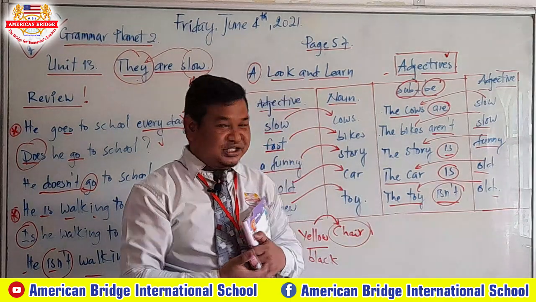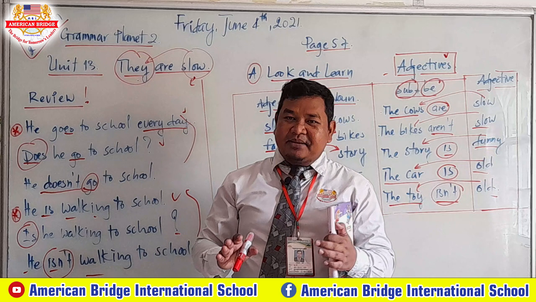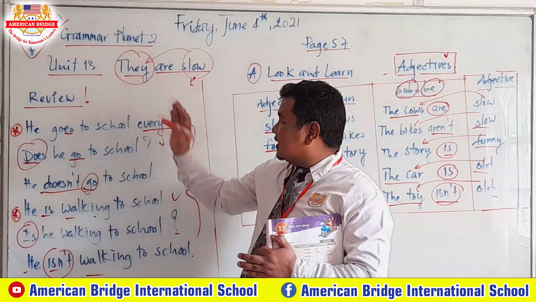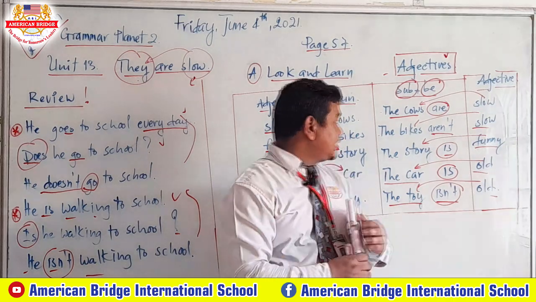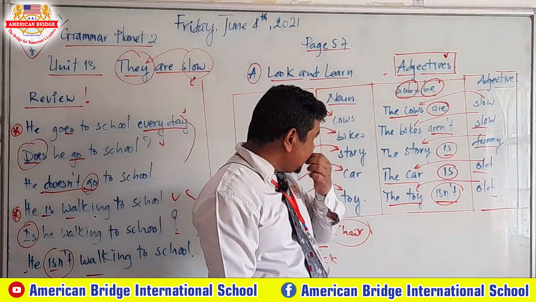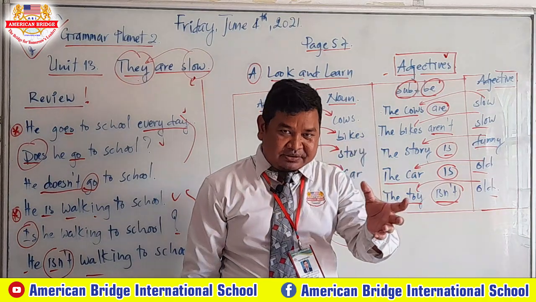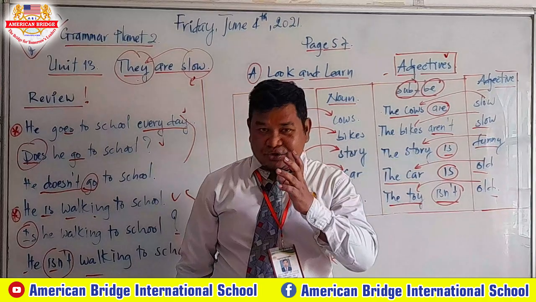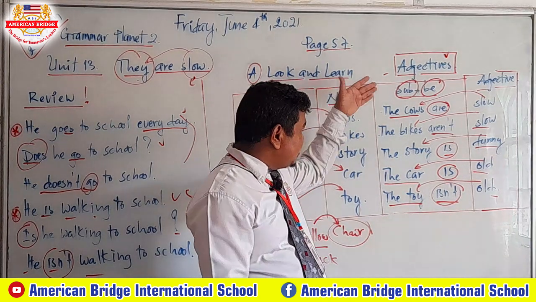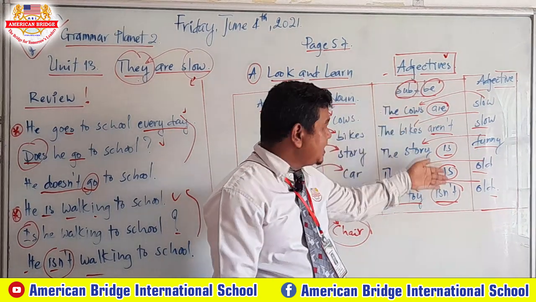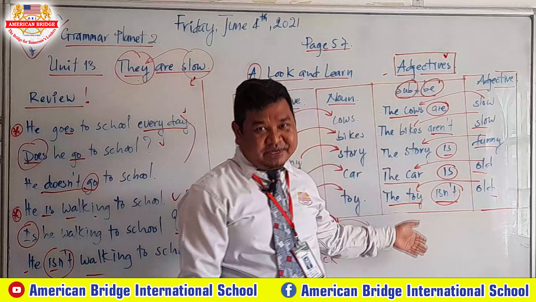Understand the word adjective, student? So make sure that today you have learned about the word adjective, because in unit 13 you learned about they are slow. So they are slow means that slow is the adjective, so an adjective describes a noun. But what you are going to know today, you have to know about subject plus be and plus adjective. Example, I explained to you already, right?